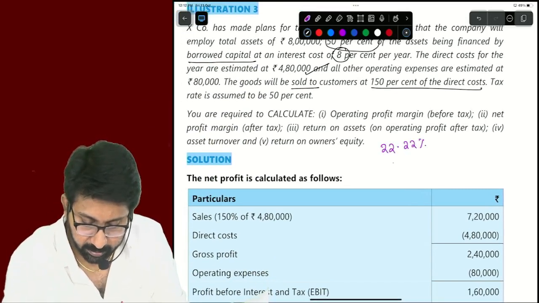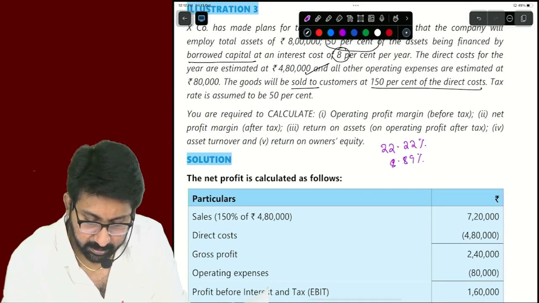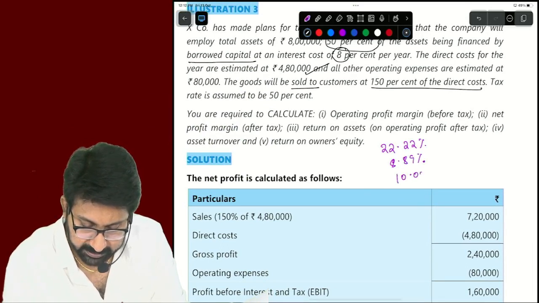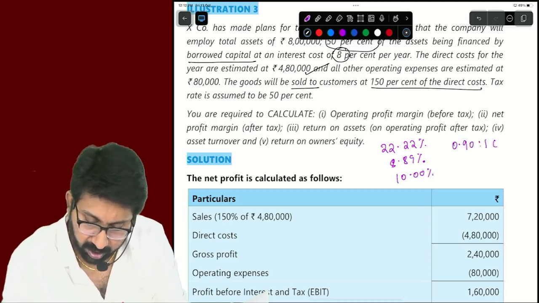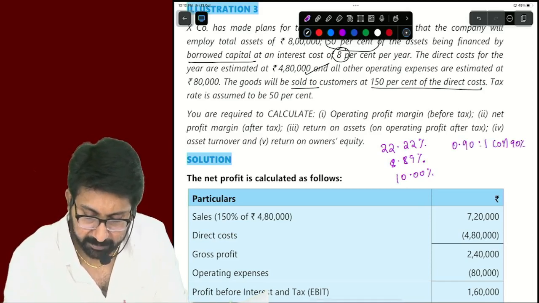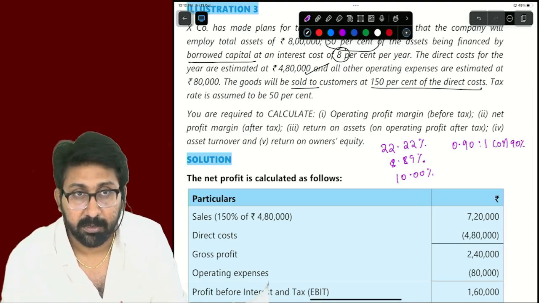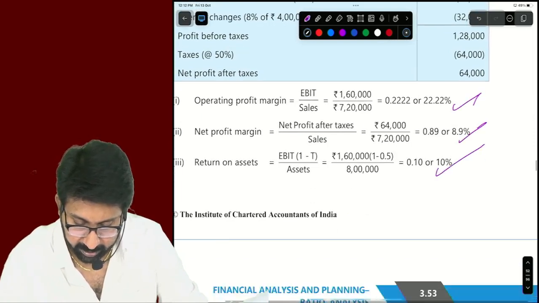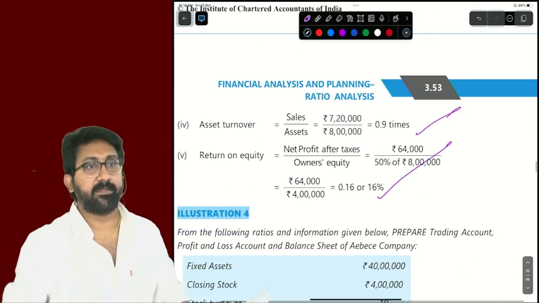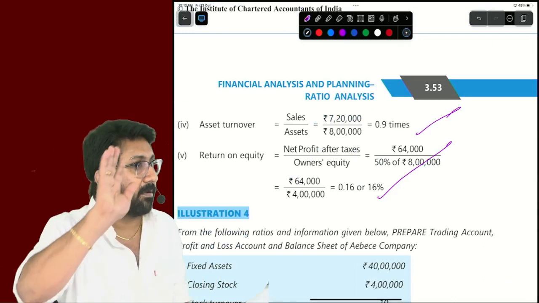22.22%, 8.89%, 10%, 0.9 is to 1, or you can also write it as 90%. Next, 16%. 22, 8.9, 10, 0.9, 16. That's all. This is the answer. Everyone understood the answers clearly?